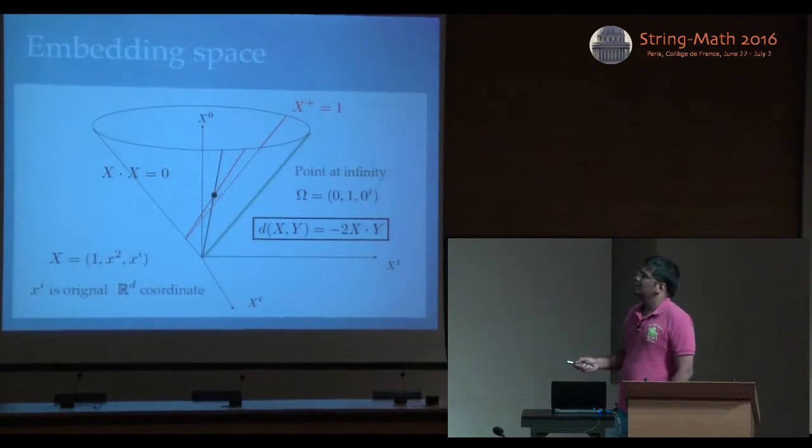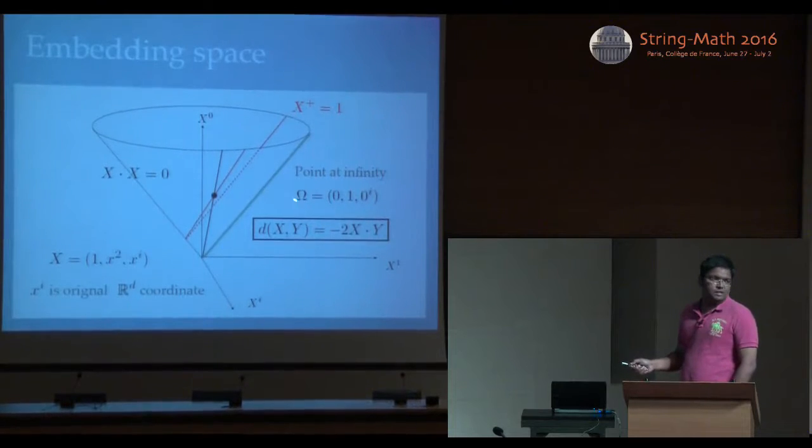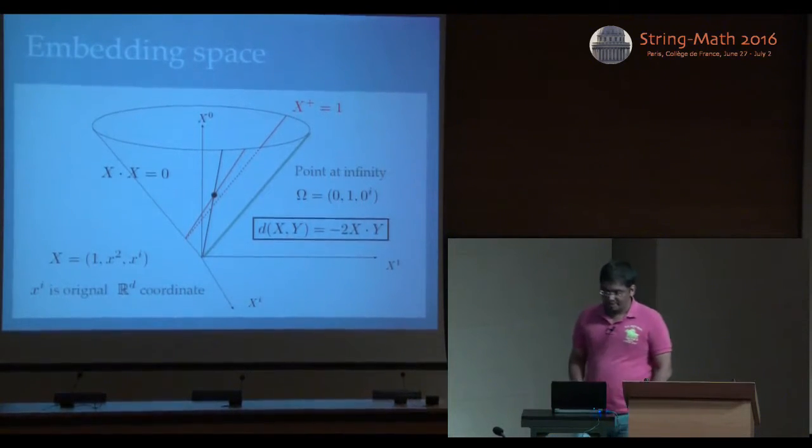And also the usefulness of embedding space here is apparent when you note that the distance between two points x and y is given by the inner product x dot y. So it's linear in both x and y. So the linearity is already apparent in the distance.